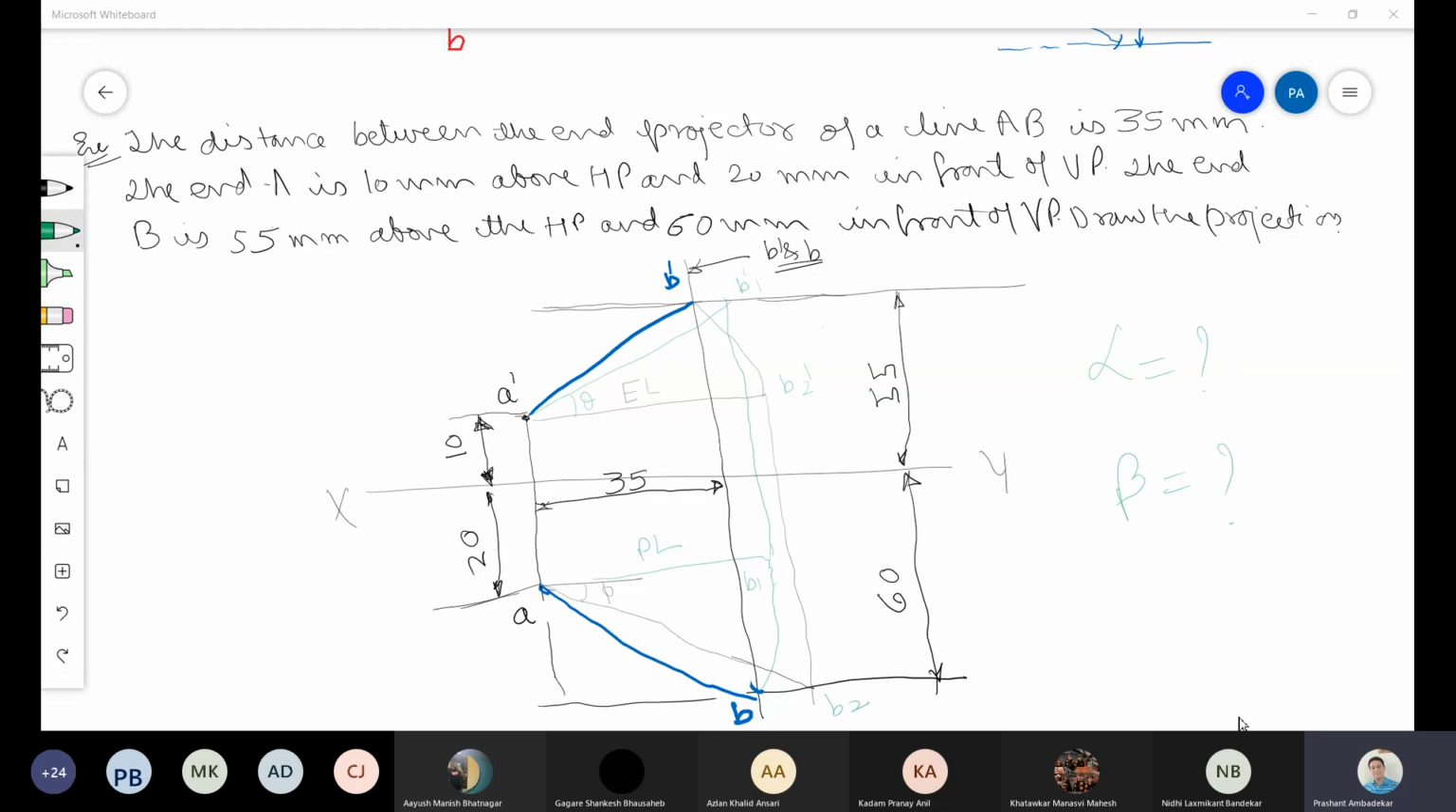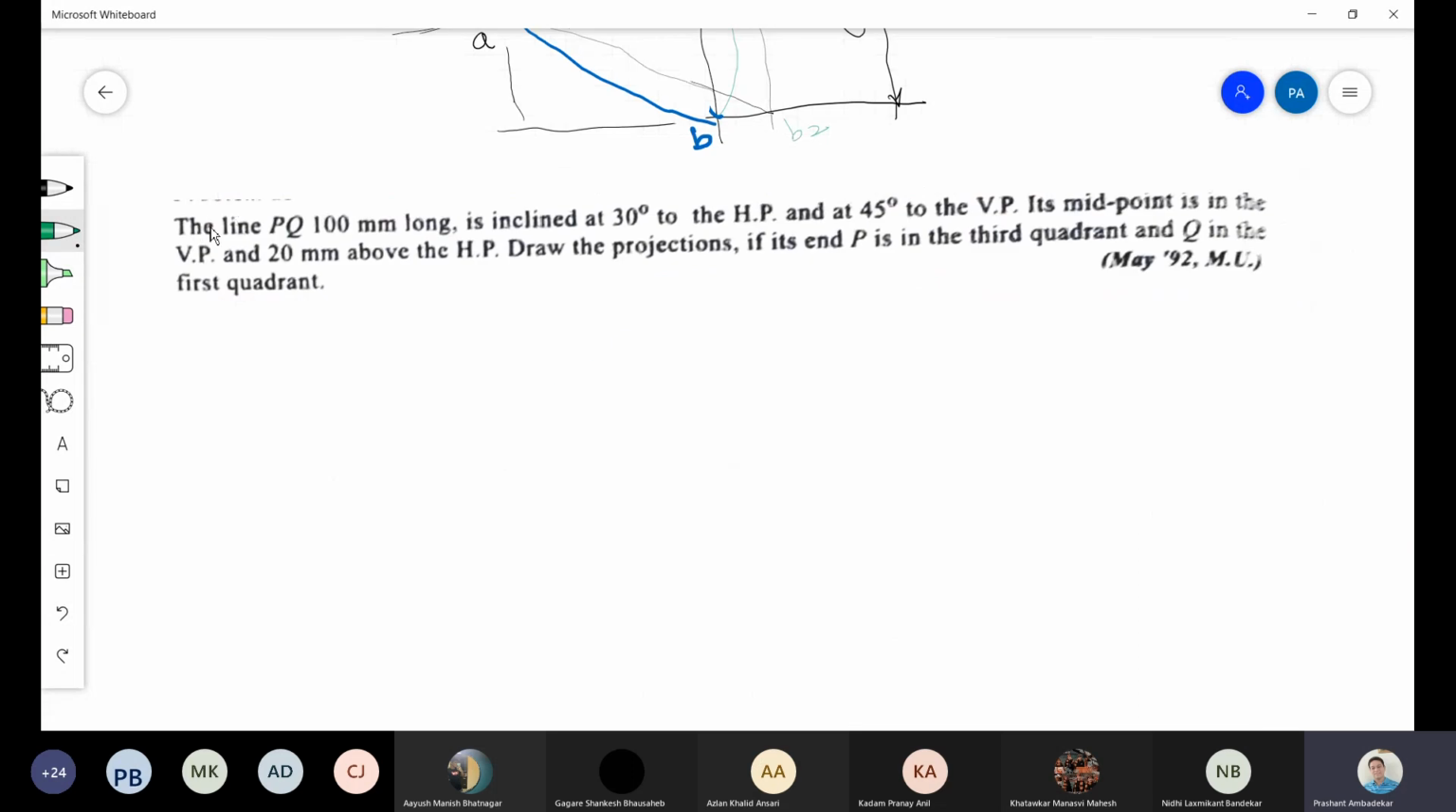Okay, in every sum you will be asked to measure the distances. Either it can be the distance between the end projectors that is to be measured, or it can be alpha, beta, theta, or phi. These things you need to measure. The line PQ is 100 mm long. So before starting, let us note what is given. True length is given as 100 mm.